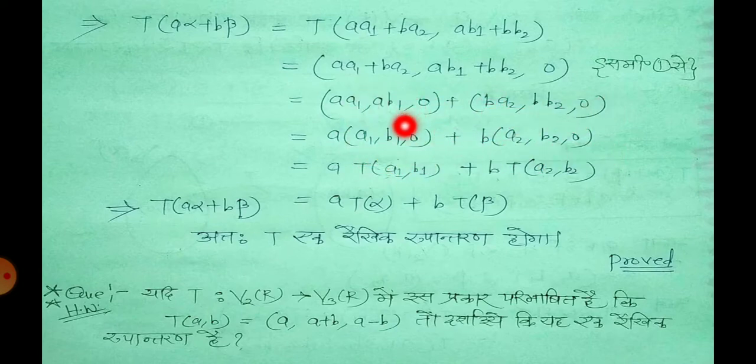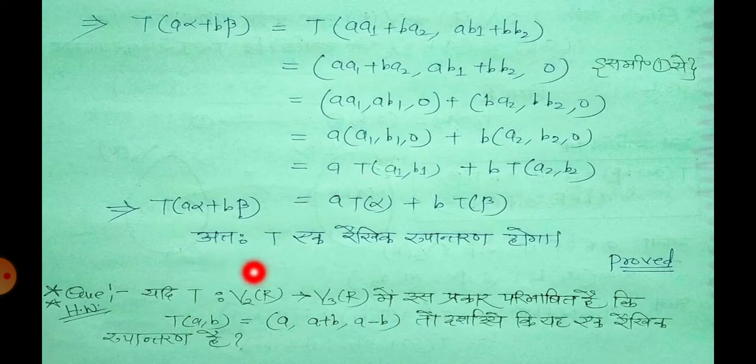(a1, b1, 0) we can write as T of (a1, b1), and similarly we can write this as T of (a2, b2). For (a1, b1) we put alpha, for (a2, b2) we put beta, and finally we got T of a alpha plus b beta is equal to a T of alpha plus b T of beta. So we can write, hence T is a linear transformation. This is proved.